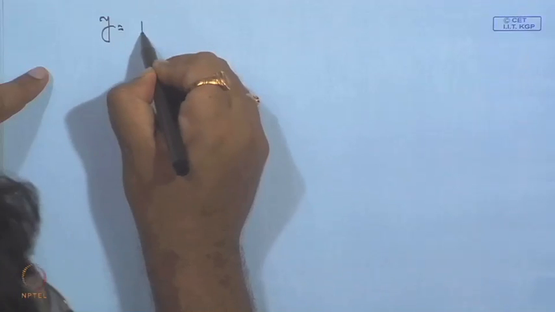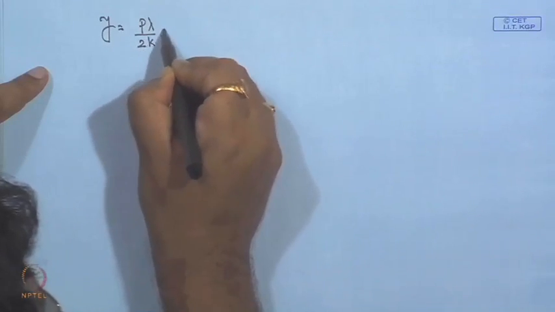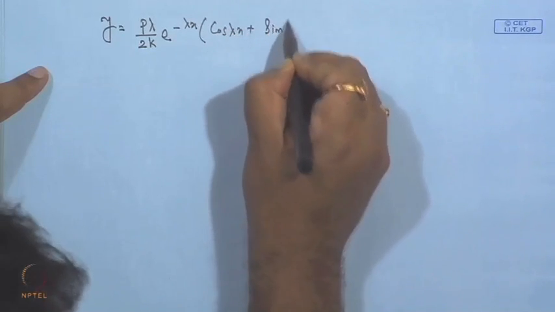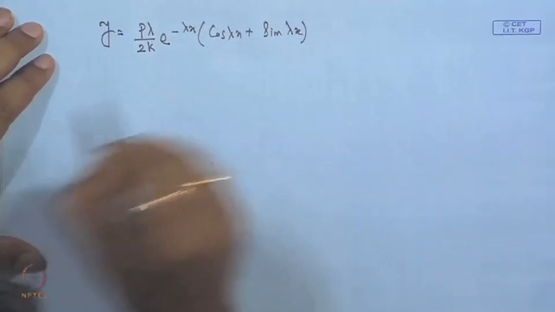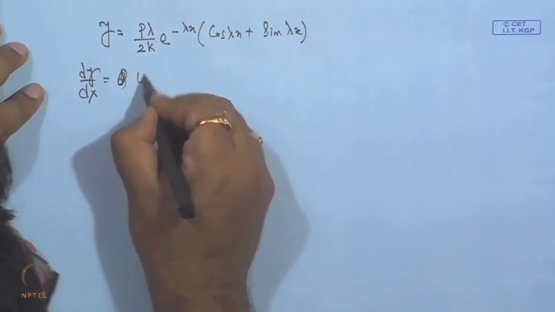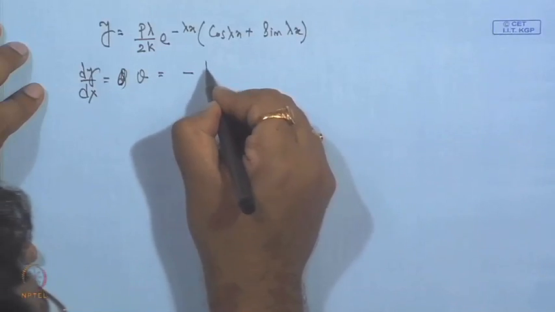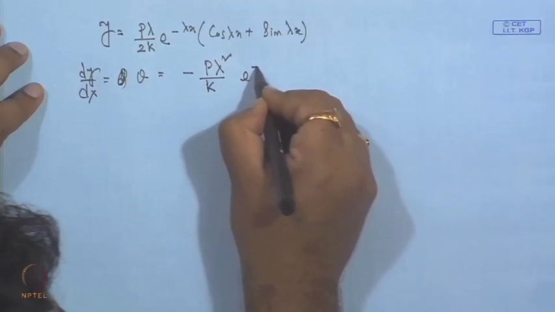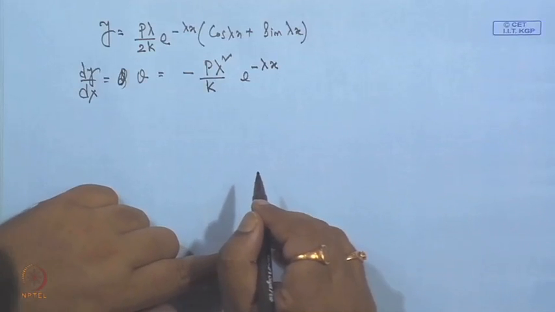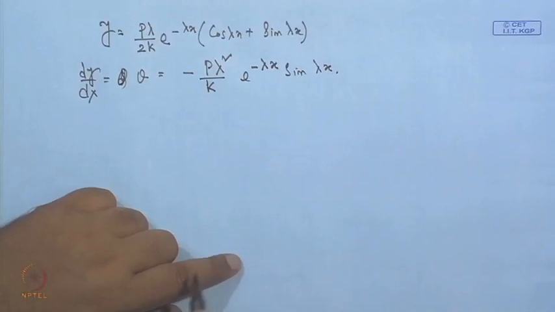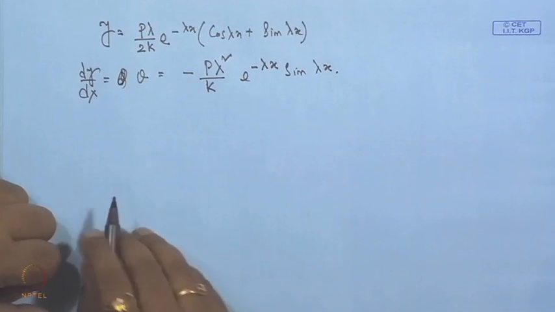So, that means we get the final expression y is equal to P lambda by 2k e to the power minus lambda x (cos lambda x plus sin lambda x). This is for the deflection equation. For the slope expression, dy/dx, which is equal to theta, that is equal to minus P lambda squared by k e to the power minus lambda x into sin lambda x. So, the slope will be in this form.